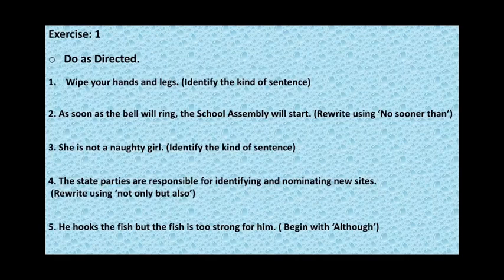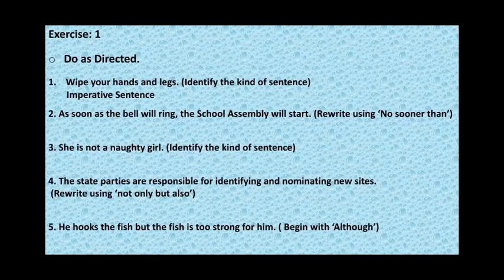So in assertive we have types, right? That is affirmative or negative. So anything it can be. So here the sentence is wipe your hands and legs. So by reading, the sentence is an imperative sentence. Why children? Because here you can see there is a command that is being given.